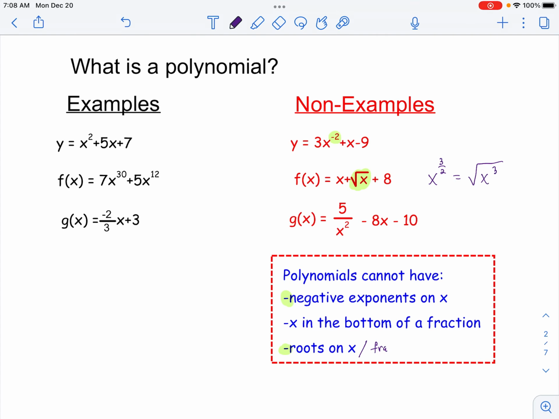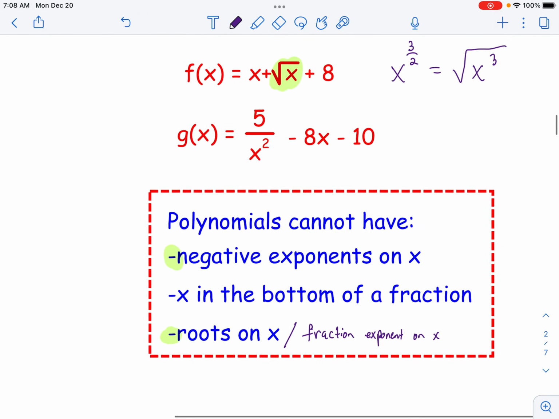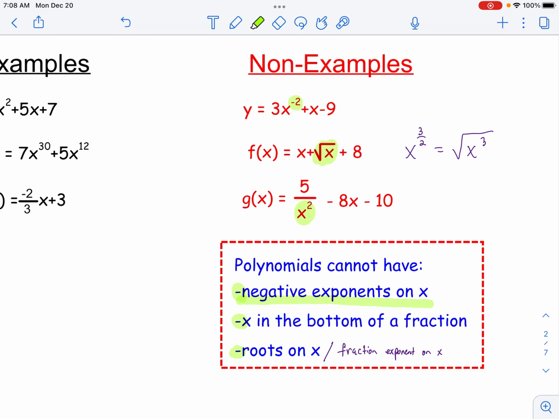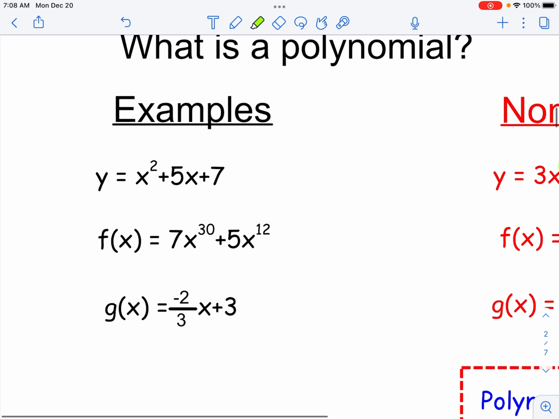Fraction exponent on x. Or decimal, like you need a whole number exponent for x to be a polynomial. You also can't have x in the bottom of a fraction. That would technically fall under the first category of a negative exponent, but we'll talk about that at a later date. So those are things that make things not a polynomial. You can have square roots in a polynomial equation, just not on x. So like if you have the square root of 8 in your equation, that's okay, but you can't have the square root on x.